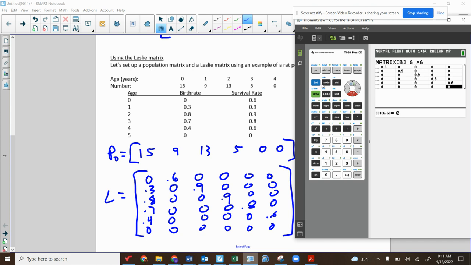Okay, both matrices are in. Let's double check the numbers. 0.6, 0.9, 0.9, 0.8, 0.6, and then over here 0, 0.3, 0.8, 0.7, 0.4, 0. Okay, so let's quit out of there.